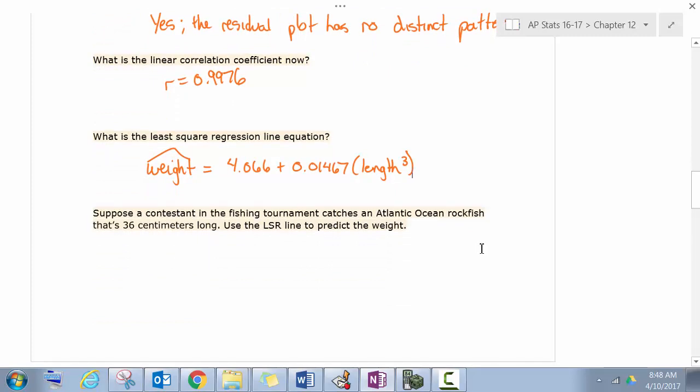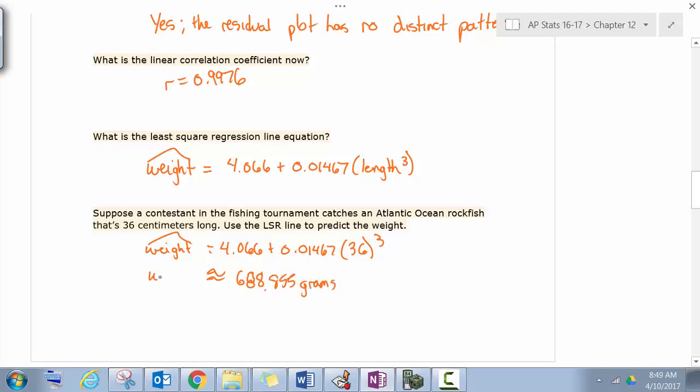Now suppose a contestant in the fishing tournament catches an Atlantic Ocean rockfish that's 36 centimeters long. Use the least squares regression line to predict the weight. So we just substitute it in there. Our predicted weight is going to be that. When we calculate it all out, it's about 688.855 grams. That's our predicted weight for this 36 centimeter long rockfish.